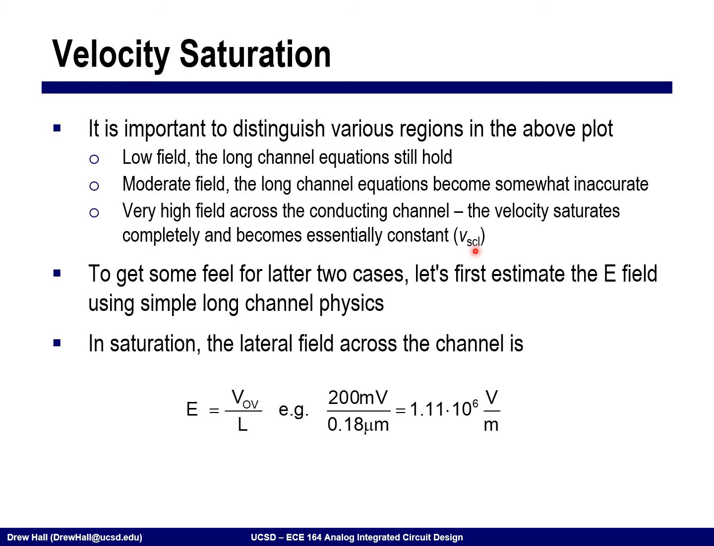So to get a better handle of this, I want to show you what the electric field is using some very simple calculations, and then we'll look at the critical field and the voltages required in order to get these critical electric fields. So in saturation, the lateral field across the channel is going to be equal to the overdrive voltage, that's the voltage that we have to drop across VDS, divided by the channel length. And so let's take very simple numbers, 200 millivolts overdrive voltage, 0.18 minimum channel length device. This gives us about a 1 megavolt per meter electric field.